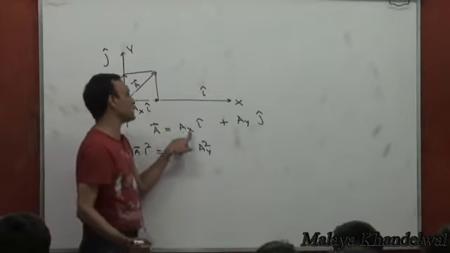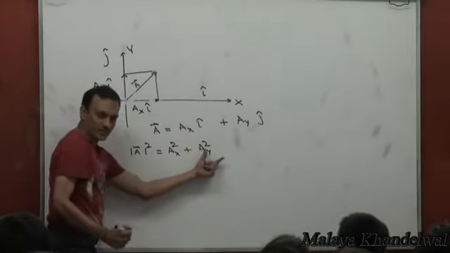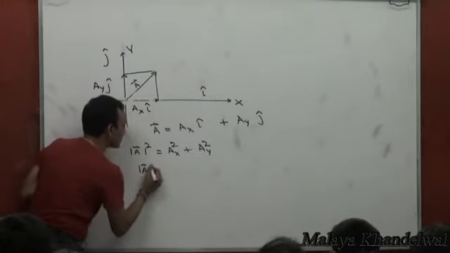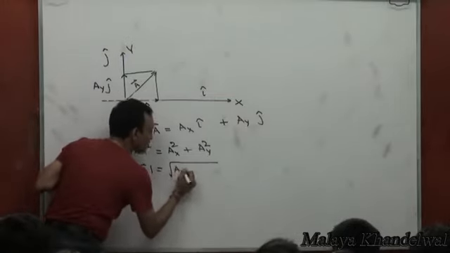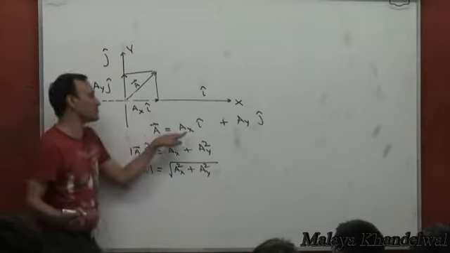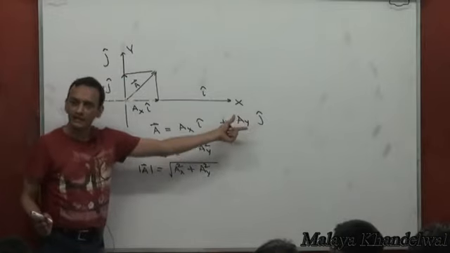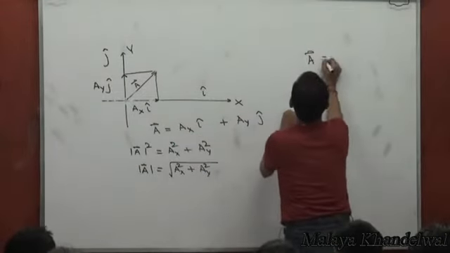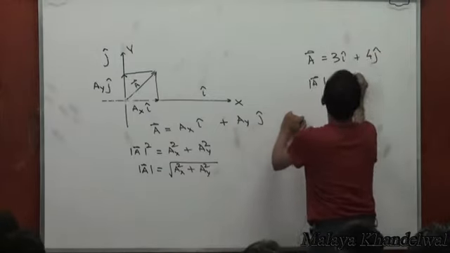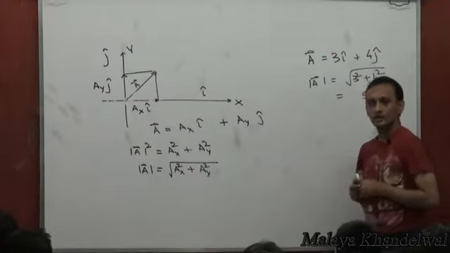If a vector A is written as AX I cap plus AY j cap, then its magnitude is given by mod A squared is AX squared plus AY squared, where AX and AY are the x and the y components of A. So the magnitude of the vector A is going to be root AX squared plus AY squared. So for example, if a vector A is given by 3i plus 4j, then magnitude of A would be root 3 squared plus 4 squared, which is 5. Clear?